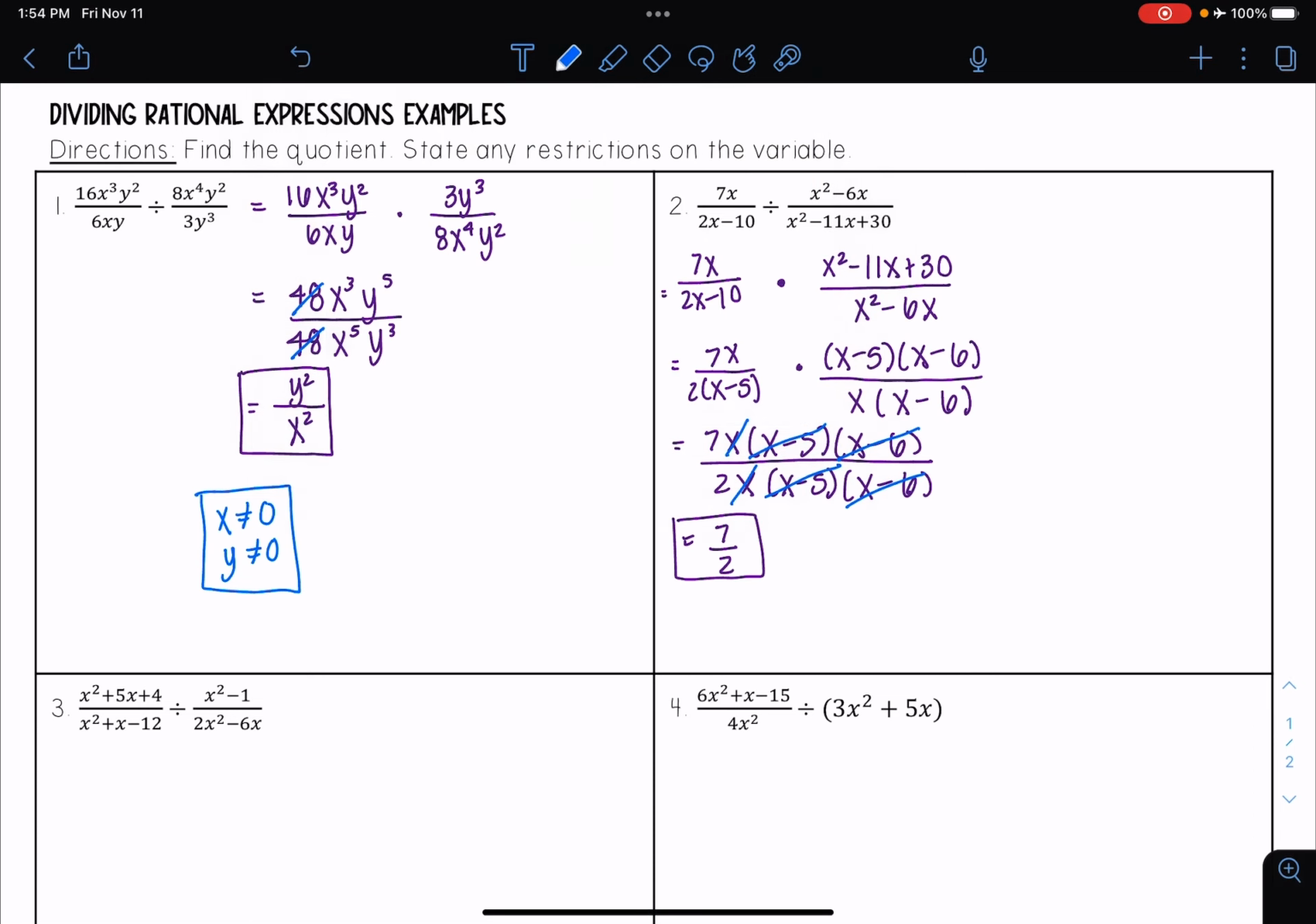And then looking to see what my restrictions are, I see in the denominator that x can't be 0, x can't be 6, and x can't be 5. So all of those values, if I were to plug them back in, would make the denominator equal to 0.